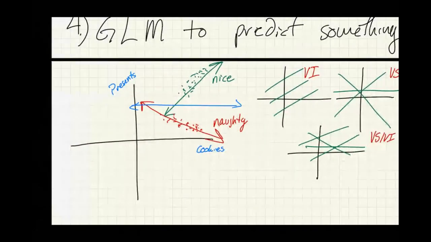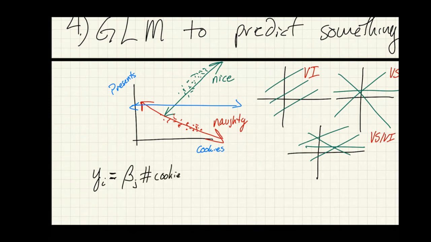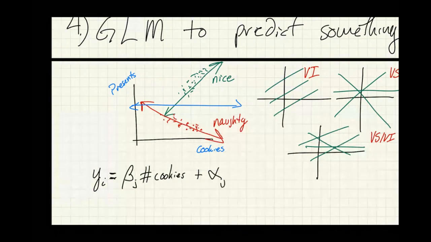Focusing in again on this concept, a multi-level model says that the number of presents that a child receives on Christmas is a function of the slope for that group, J, times the number of cookies that are left by the fire, plus the baseline for that group, plus an error term for the number of presents.